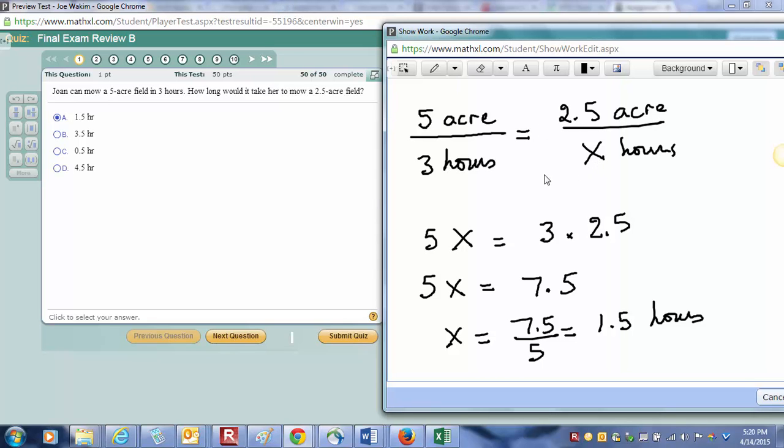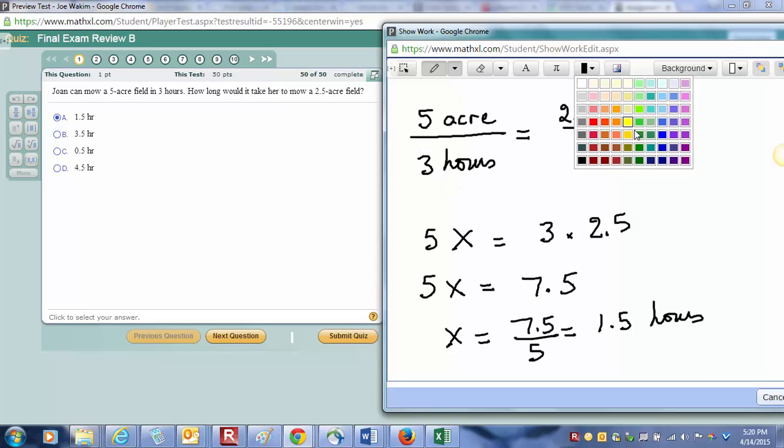So this is how I set up my proportion. I have to be consistent. 5 acres goes to 3 hours. 2.5 acres goes to x hours. So at this time, all I have to do is cross multiply.